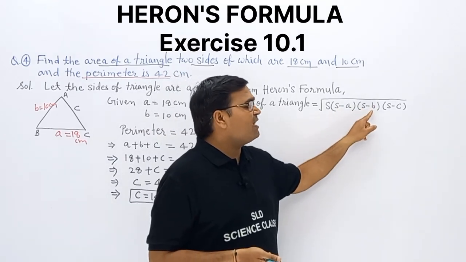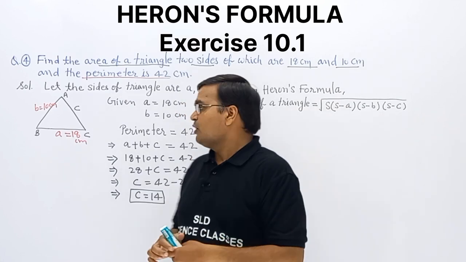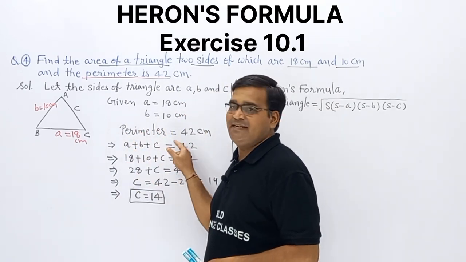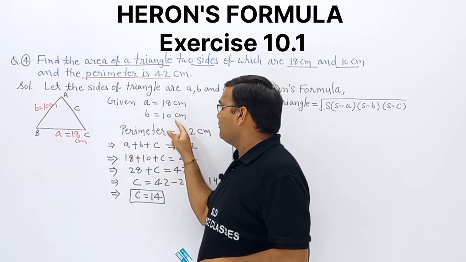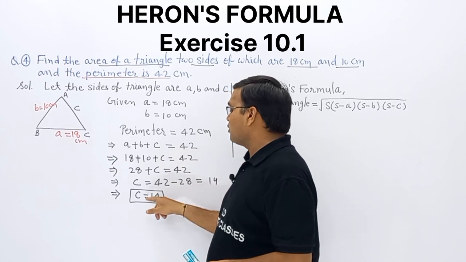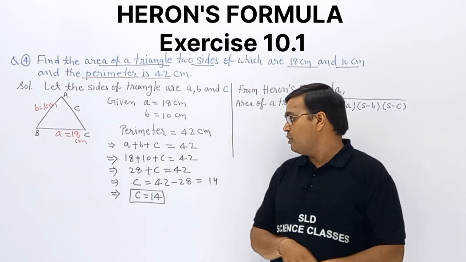But we have only two sides. How will we find the third side? We know the perimeter is given in the question, and the perimeter is the sum of all sides. Then we will put both values there and solve for the remaining side, and we obtain the remaining side C equal to what?